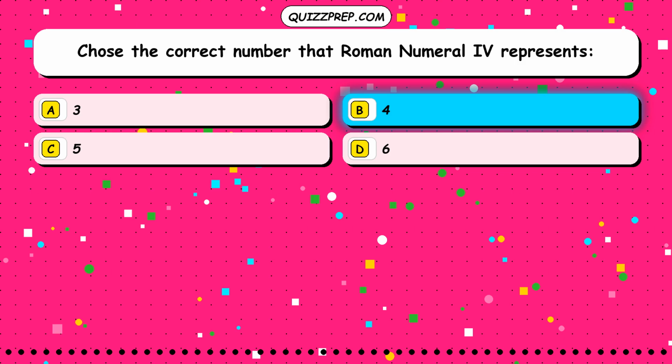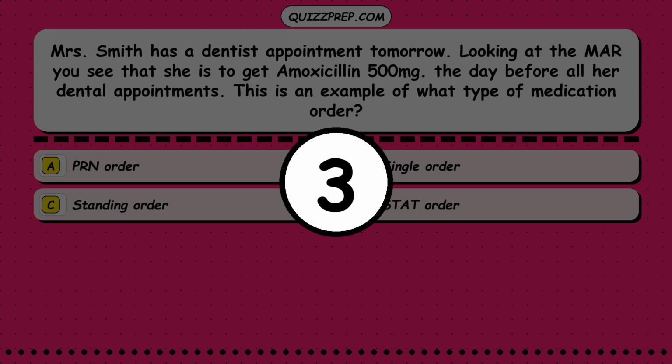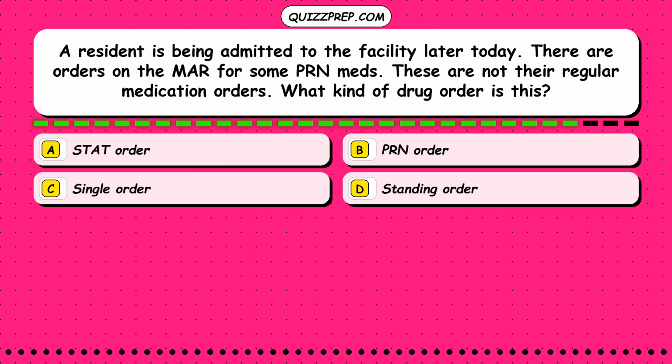Question 333. Mrs. Smith has a dentist appointment tomorrow. Looking at the MAR, you see that she is to get amoxicillin 500 mg the day before all her dental appointments. This is an example of what type of medication order? Option A. PRN order. Option B. Single order. Option C. Standing order. Option D. Stat order. The correct answer is option B. Single order.